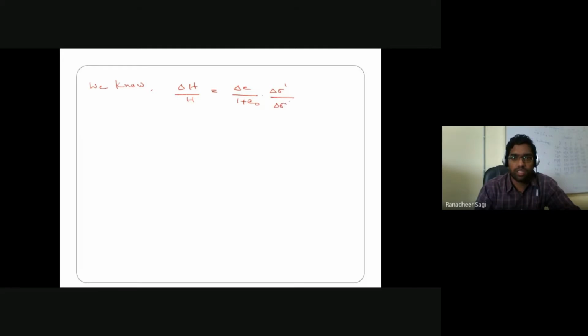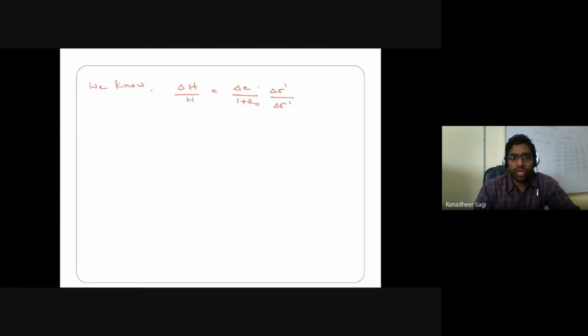If you can just recall what we have discussed earlier, we know that delta H by H is equal to delta e by 1 plus e naught. From this, I am just trying to get some relation instead of directly writing some mathematical expression. So I am trying to derive what is required from this same basic fundamental expression. On the right side term, I'll multiply with delta sigma dash and divide it with delta sigma dash. I'm not doing anything else.